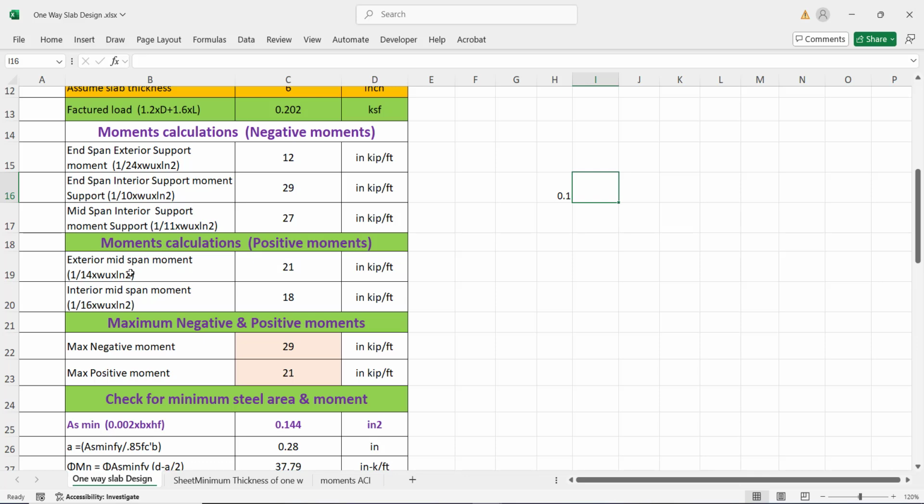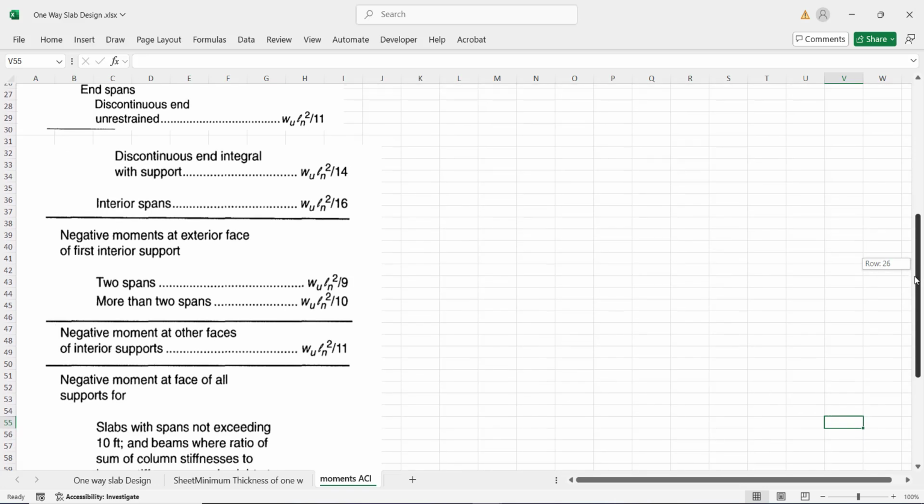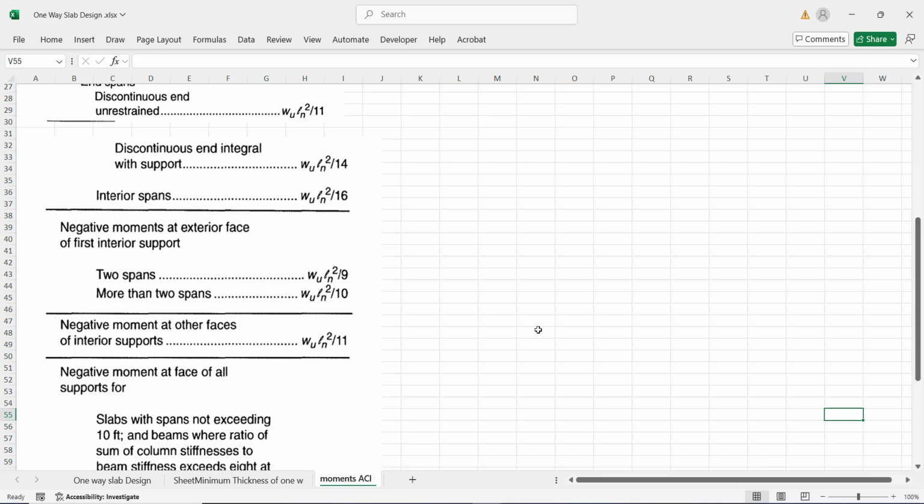Positive moments. So this is another formula. If we come here for the positive, we have this 14 and 16. Okay, interior span we have 16 and with the discontinuous end integral with support, in continuous end 1 by 11. So 14, 16, these are the coefficient for the positive moments.